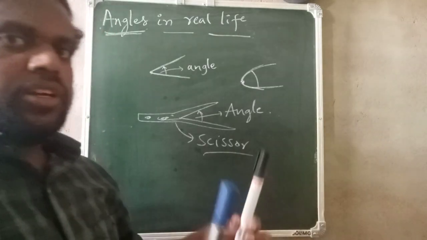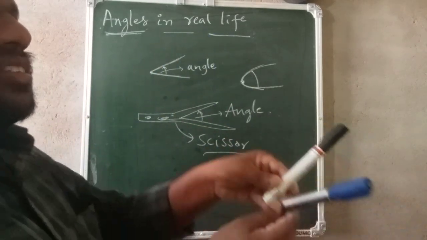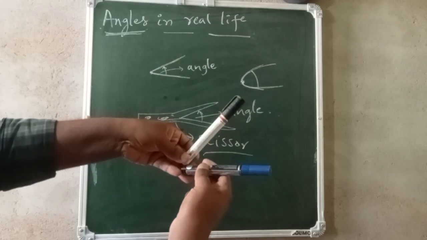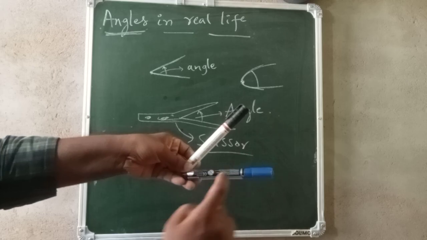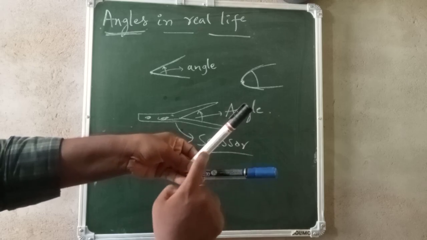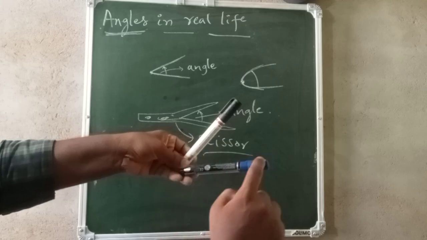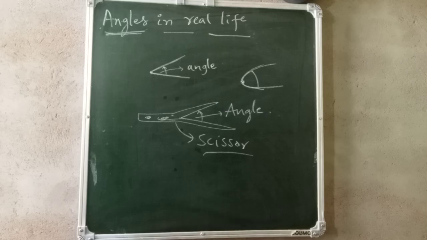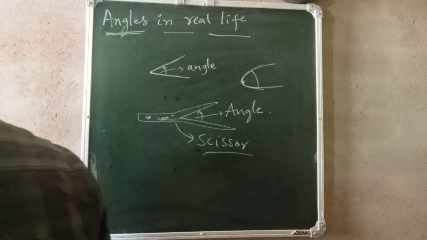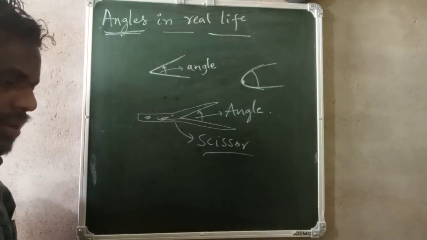Next, two pens I have taken. If you hold these two pens like this, okay, if you keep these two pens like this, this is like a straight line, this is like another straight line. So whatever the space formed, this is angle. Okay, so the angle is formed between this and this. So like this, there are many examples.